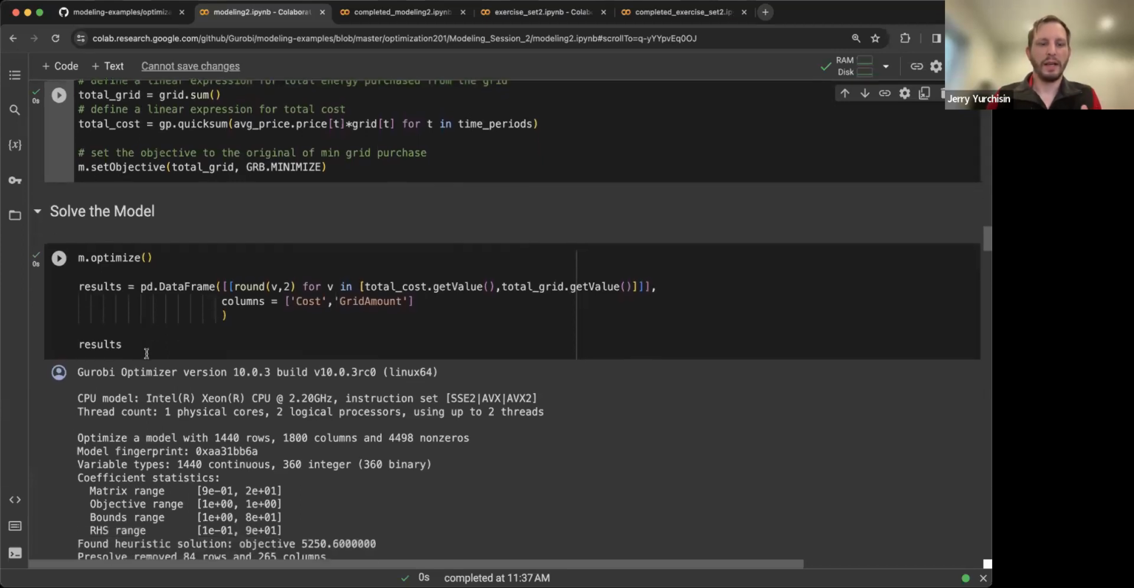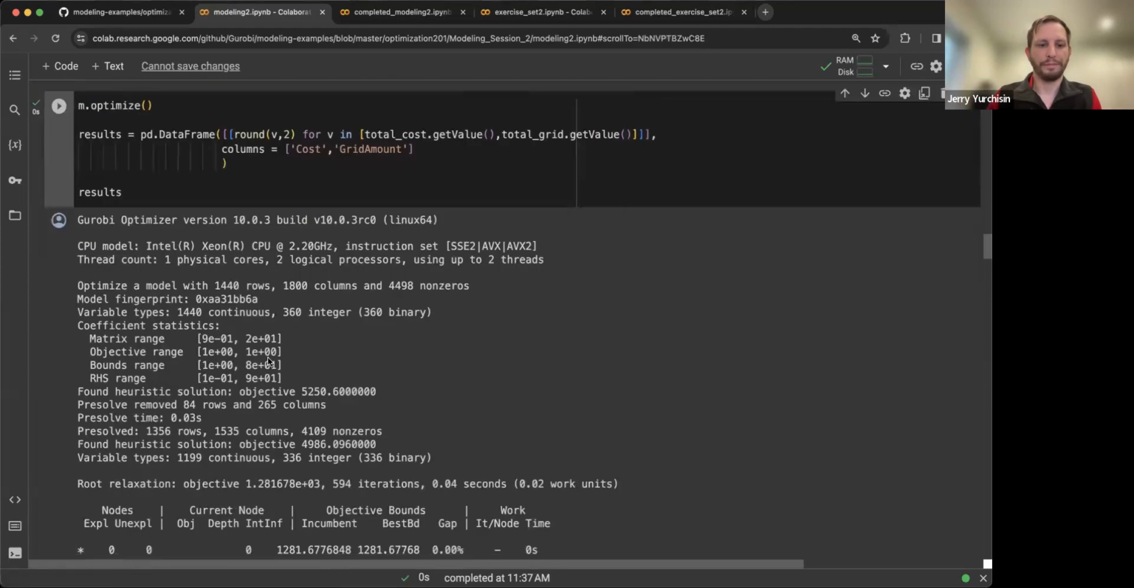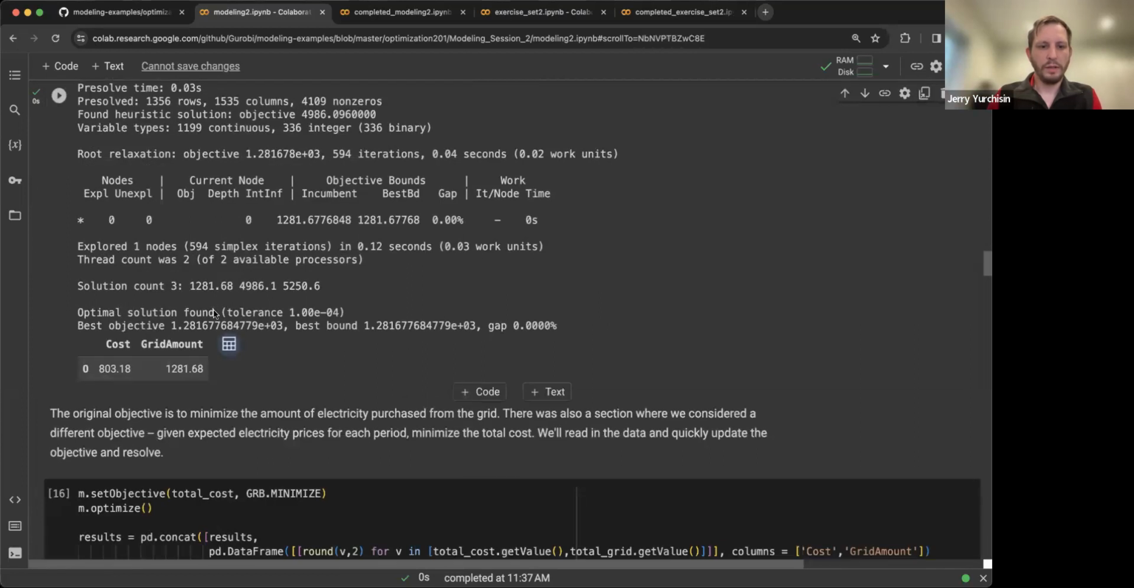So again, this is a scenario where we're taking in sun, putting it in batteries, possibly using that solar energy to feed demand for a building, and then using battery charging and discharging over a time period to meet all demand. And again, for this objective, we're minimizing the amount that we buy from the grid. So here's our solution. What I highlighted is the amount that we bought from the grid, that's grid amount, and then also a cost that's associated with that.